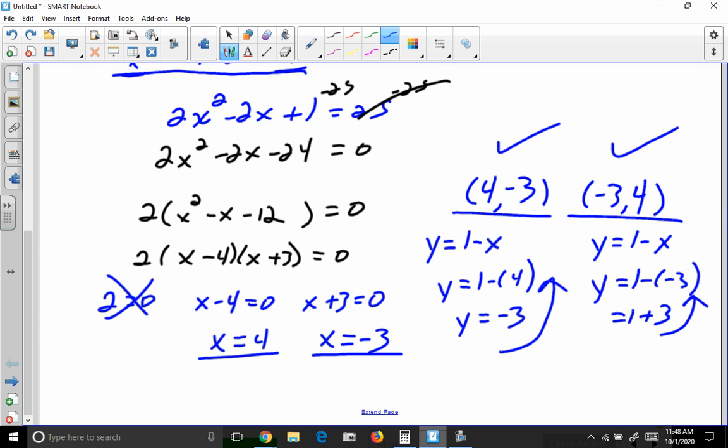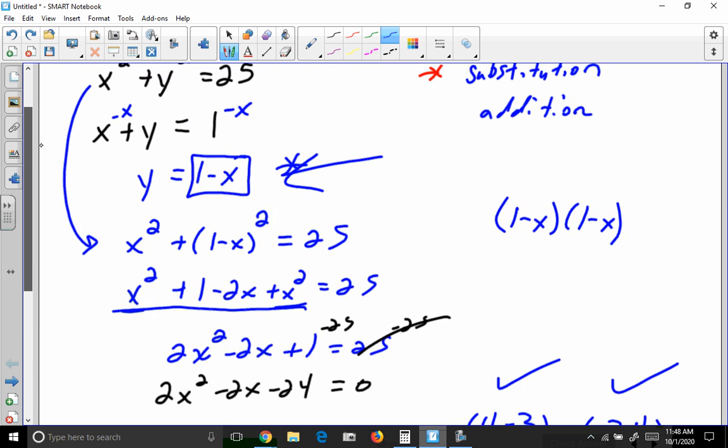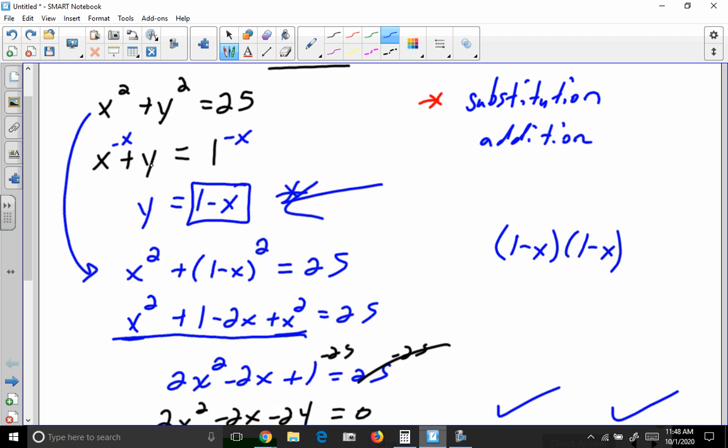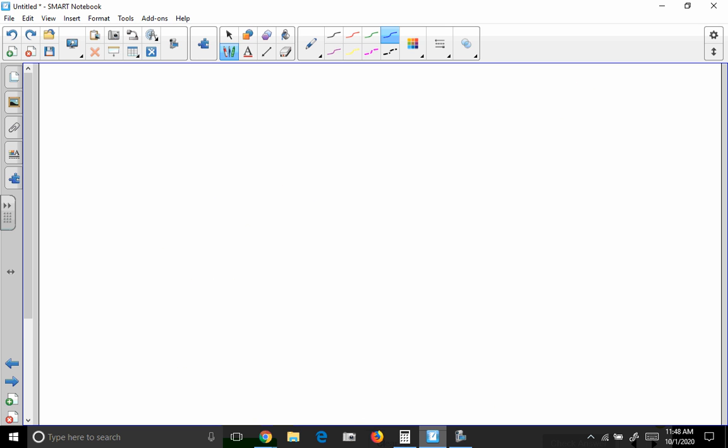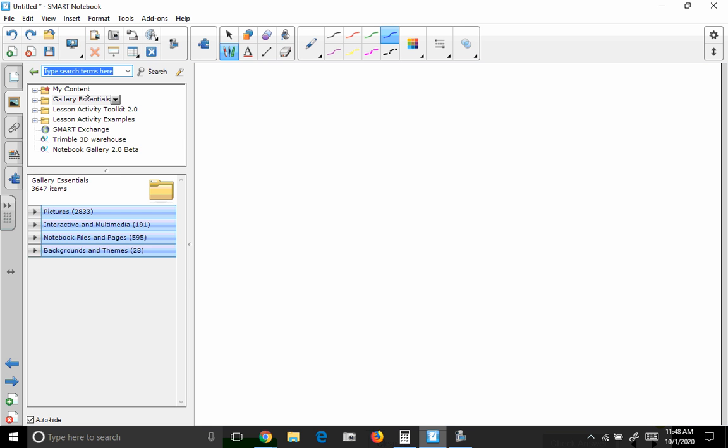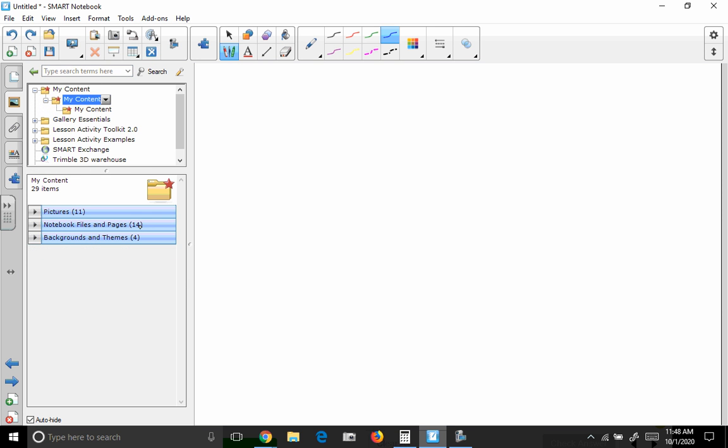So that gives us two different solutions. And we could check that if we wanted to. We could substitute the first ordered pair into both equations to make sure it works, and we could do the same thing with the second. Let's quickly graph this one just to see what this looks like.